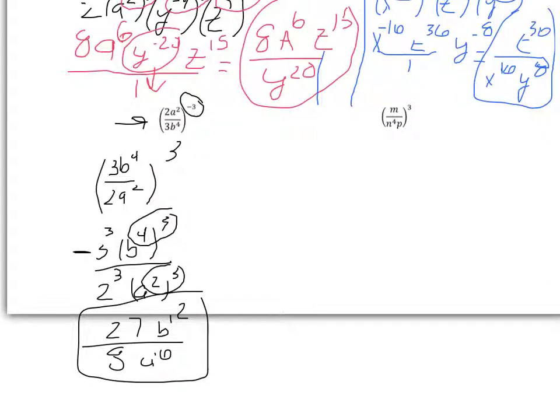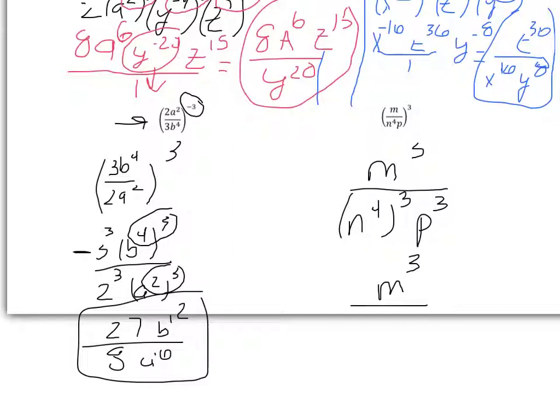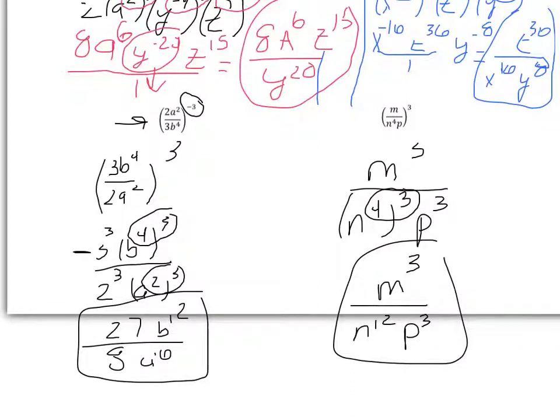Okay? So one last one here. So we have a quotient again, so we're raising both the numerator and denominator to the third. So we have an m to the third over an n to the 4th to the third over a p to the third. So the only thing we really need to do here is our numerator is simplified. We have an m to the 3rd power. This right here, we're raising a power to a power, so that's an n to the 12th. And here we have a p to the 3rd. And that's simplified right there.